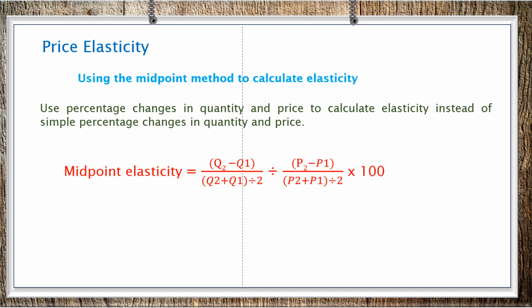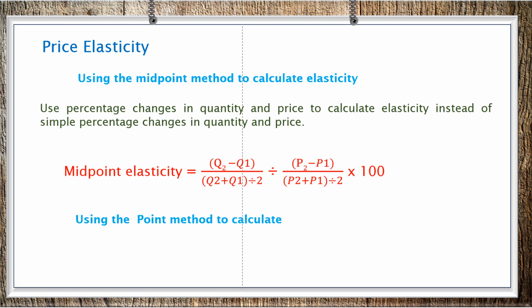Now, the midpoint elasticity simply takes the new quantity, you subtract the initial quantity, and you divide by the average of both the new and the initial quantity. That will give you the percentage change in quantity. Remember, price elasticity is the percentage change in quantity over percentage change in price. Therefore, we divide by the percentage change in price, which is calculated similarly. We take the new price, we subtract the initial price, and we divide by the average of both new and the initial price, and we multiply by 100. We will see this in illustrations ahead.